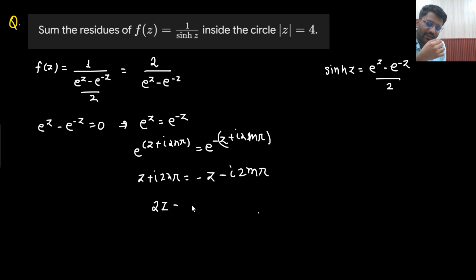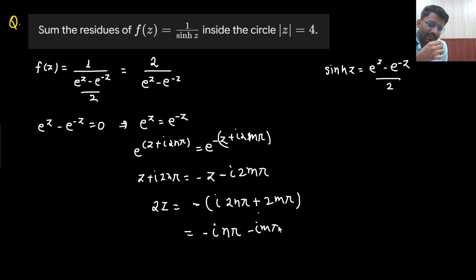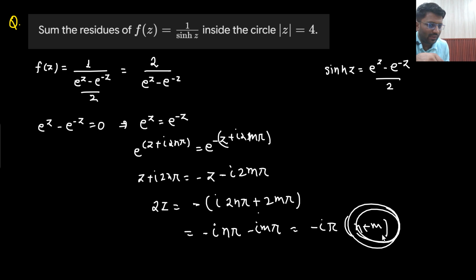So you will get 2z equals minus iota, the minus sign you can take outside, although the minus sign will not matter, 2n pi plus 2m pi. So 2 and 2 will get cancelled out. Eventually you are getting minus n pi minus m pi. So you can take minus iota pi common, n plus m. N was an integer, m was an integer. Now n plus m is also another integer only, no? So it doesn't matter. That means you don't need to introduce it again.